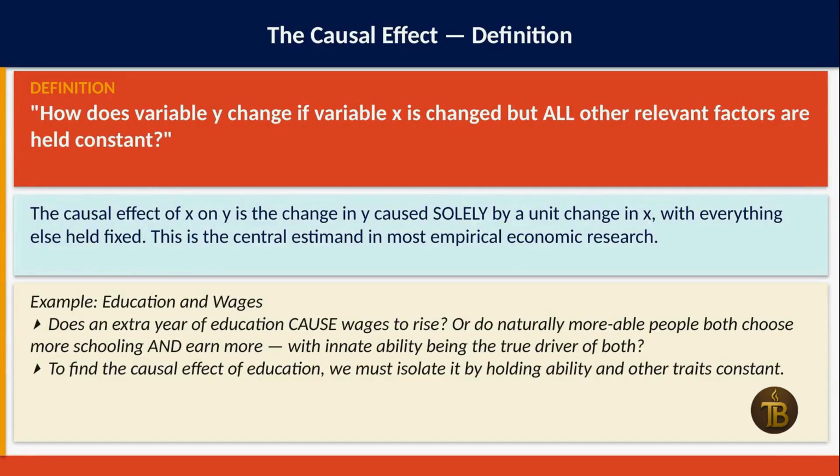Take education and wages as an example. Does an extra year of education actually cause wages to rise? Or is it that naturally more able people both choose more schooling and happen to earn more, with ability being the true driver behind both? To find the true causal effect of education, we need to isolate it by holding ability and other traits fixed.